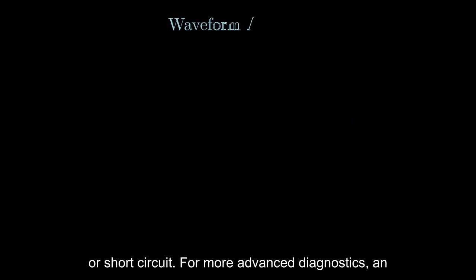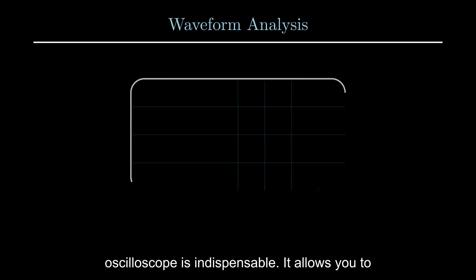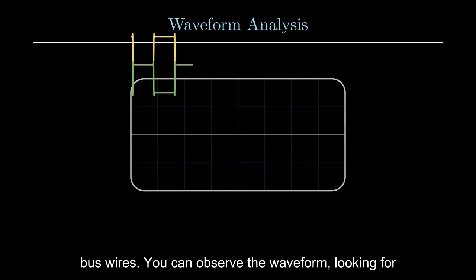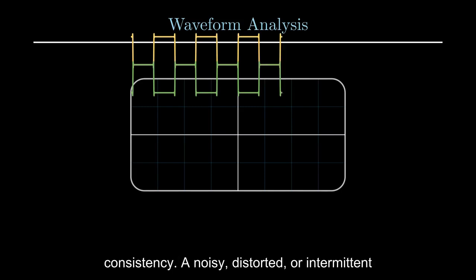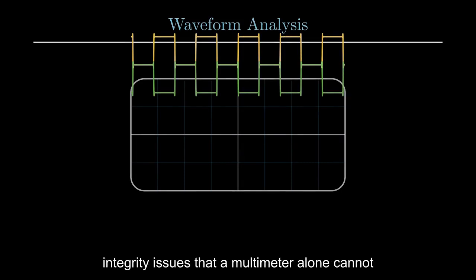For more advanced diagnostics, an oscilloscope is indispensable. It allows you to visualize the actual electrical signals on the CAN bus wires. You can observe the waveform, looking for proper voltage levels, clean square waves, and consistency. A noisy, distorted, or intermittent waveform can reveal shorts, opens, or signal integrity issues that a multimeter alone cannot detect.